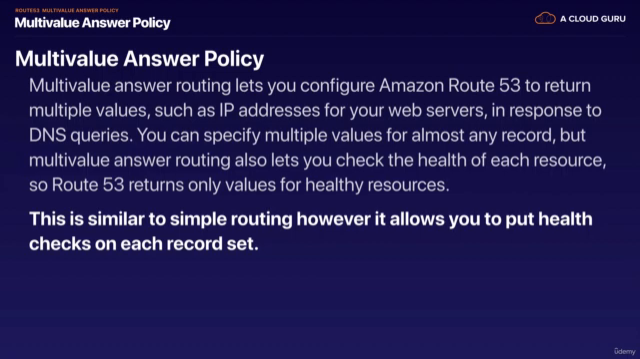It allows you to configure Amazon Route 53 to return multiple values, such as an IP address for your web servers, in response to DNS queries. And you can specify multiple values for almost any record, but multi-value answer routing also allows you to check the health of each resource, so Route 53 returns only the values for healthy resources. So what does that mean? Well, basically, this is exactly the same as simple routing. However, it allows you to put health checks on each record set. So let's go have a look at how this works in the AWS console.